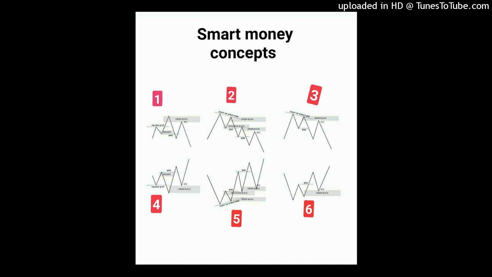Now, as mentioned in the previous video, we're going to split the entry criteria into two videos. So this video is going to be based on risk entries. Now, they're called risk entries for a reason. It's because they have a lower strike rate, but it is a set and forget method. So how does this work?